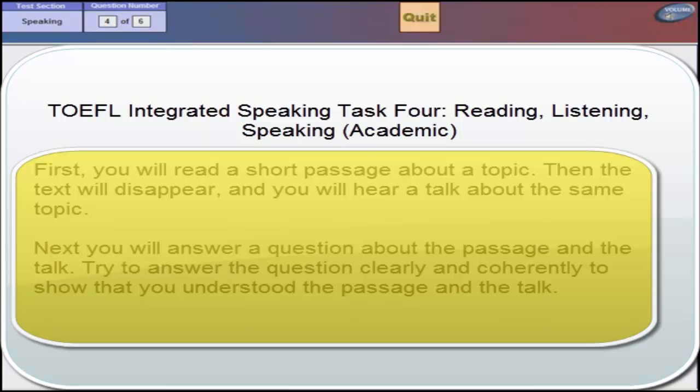TOEFL Integrated Speaking Task 4, Reading, Listening, Academic.